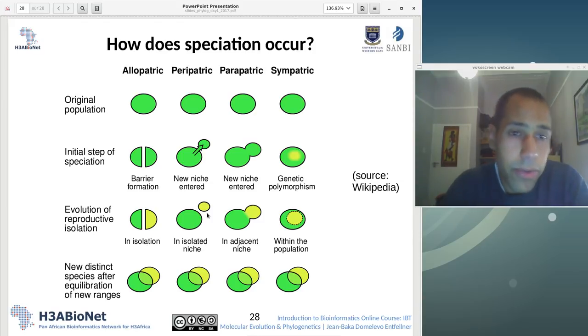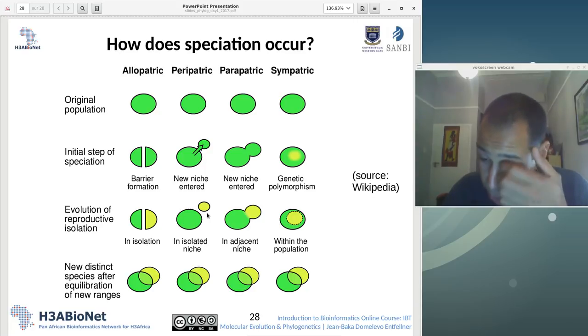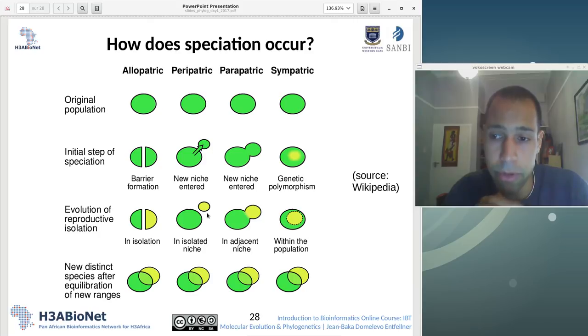Last slide for this day. How does speciation occur? So that's at the population level now. The birth of a new species is not something that happens at a certain point in time. It's a process spanning over many generations. And this process can take place according to different patterns.